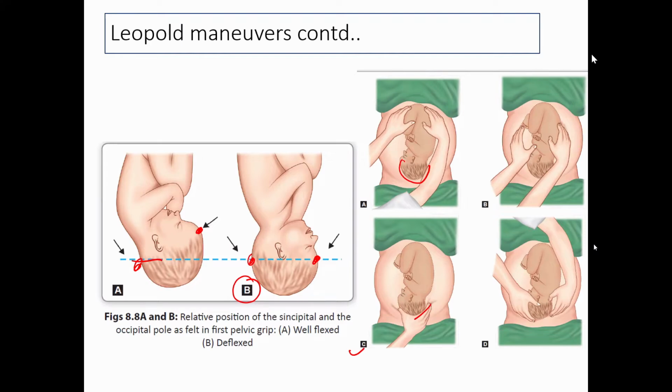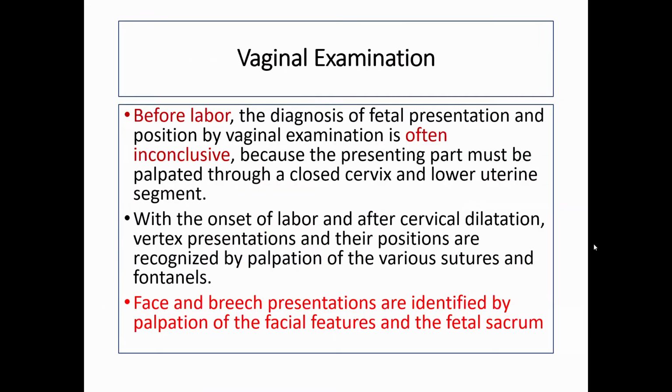But what about the denominator? Can we know any information about the denominator? No, we cannot, because this is the part which overlies the internal os. So during PV examination, we know about the denominator. That is the difference. That's why after abdominal examination, we have to do vaginal examination to ascertain the denominator.